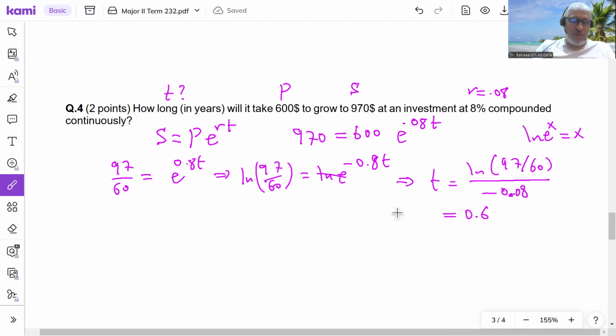0.6 is not good. 0.6 years is, okay, let me do it again. ln 97 over 60 over 0.08. There is no negative. Why did I put negative? It is positive, okay? It was positive here. I don't know what happened. And it's better to write this ln 97 over 60. You have to write clearly so you don't make mistakes. 0.08.